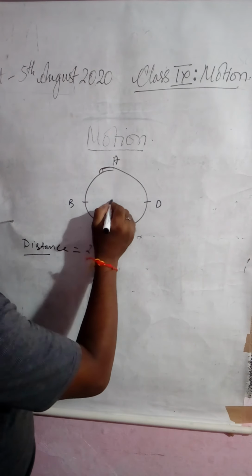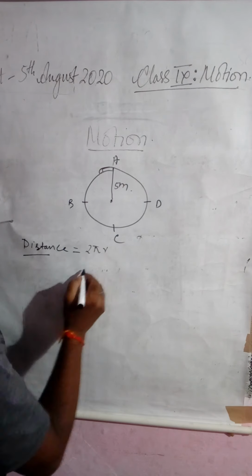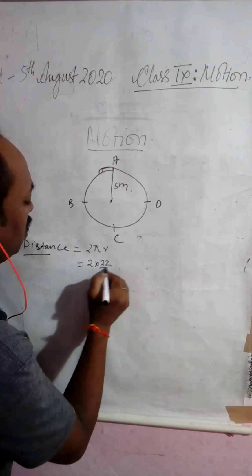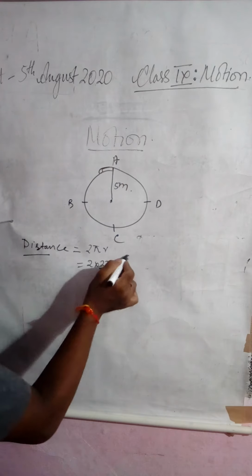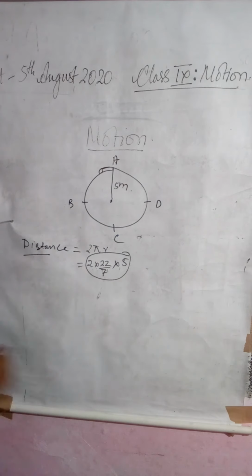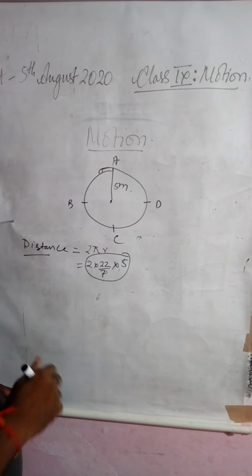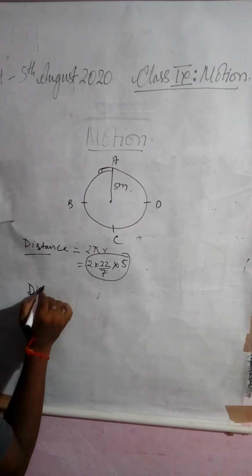Now r is the radius of the circle. It may be say 5 meter. So I have to find this 2 pi r, that is 2 into 22 by 7 into r, which is 5. So you find the distance covered by an object in one complete circular motion. Now here, when we are defining the distance, fine, but when we are defining the displacement, it becomes totally opposite.